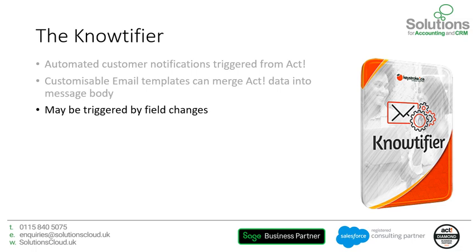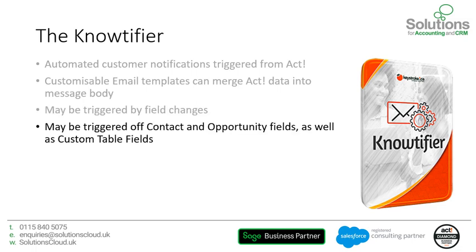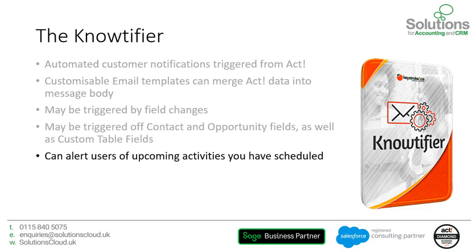an email notification. Now we can trigger from fields not only on the contact entity, but also on the opportunity entity, as well as custom tables. So if you've created any custom tables as part of your configuration, fields within there could be used to trigger a notification. So the notification emails, by the way, can be external or internal. So you can use those to alert clients in certain circumstances, or you could use them to alert your own system users of circumstances within the database that require their attention.